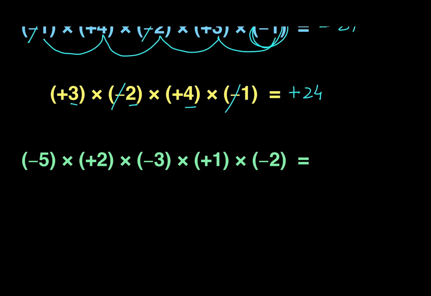The last one, let us multiply first. 5 2s are 10, 10 3s are 30, 30 1s are 30, 30 2s are 60. And what about the sign? Ignore all the positive signs and look at pairs for negative. Okay, these two have become positive, but here this one is remaining. It doesn't have a partner to be cancelled off with. So the final answer is minus 60.